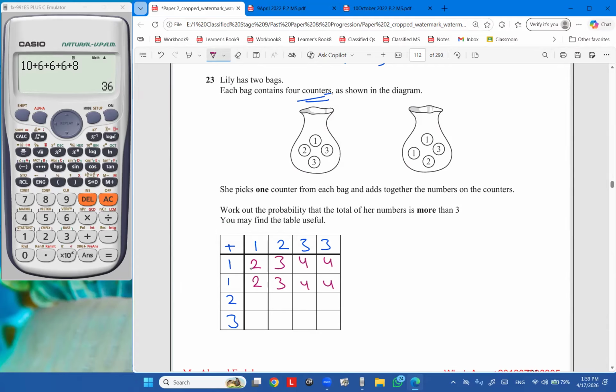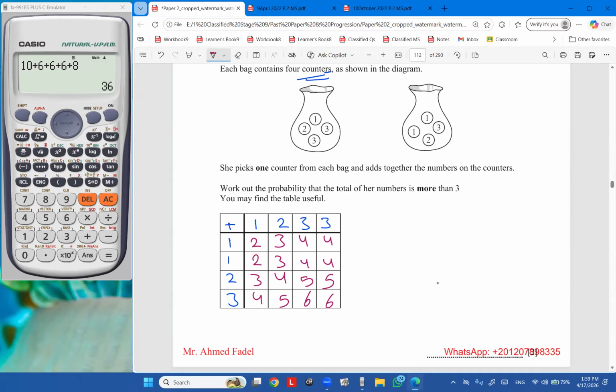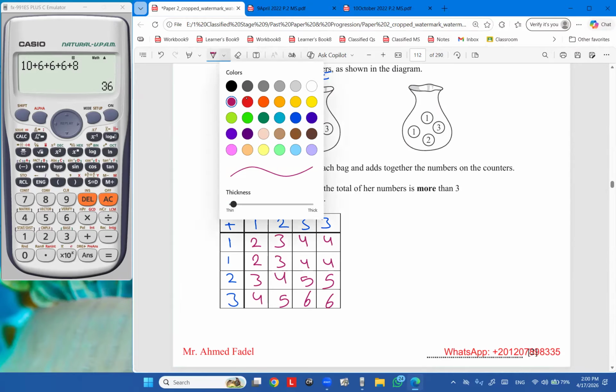Then here you add 2 and 1, which is 3. 2 and 2, 4, then here 5, then here 5. 3 and 1 is 4, 3 and 2 is 5, 3 and 3 is 6, and here also another 6. So I completed the table, but did I work out the probability that the total of her numbers is more than 3? No, I haven't done that yet.